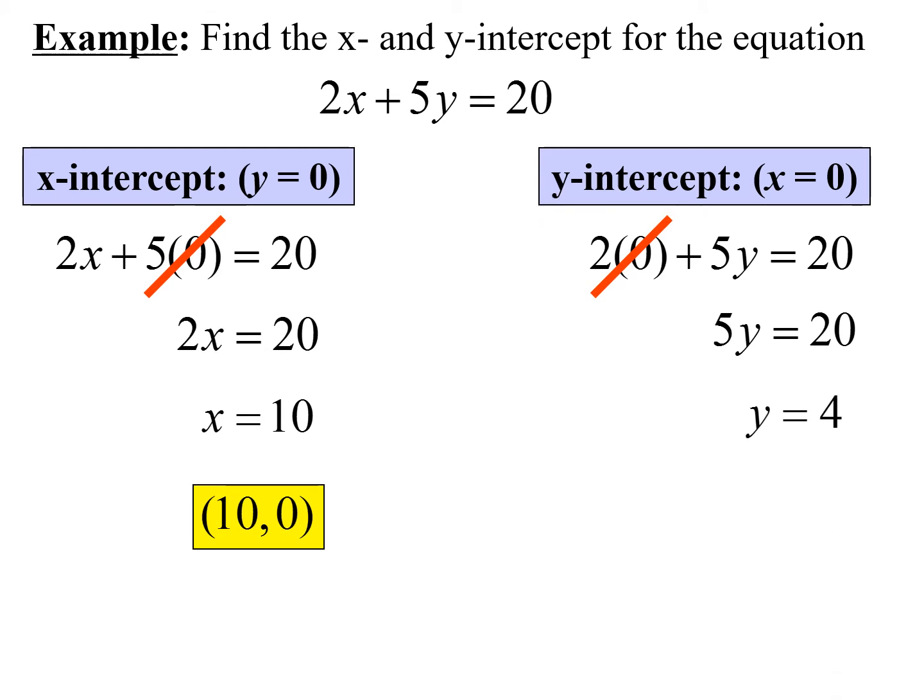Again, this is not my answer. The y-intercept is a location on the coordinate plane, so I need to represent it as a point. So the point on the coordinate plane is going to be (0, 4).